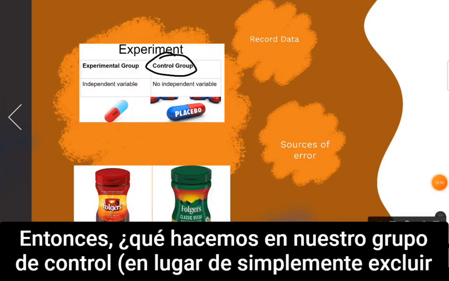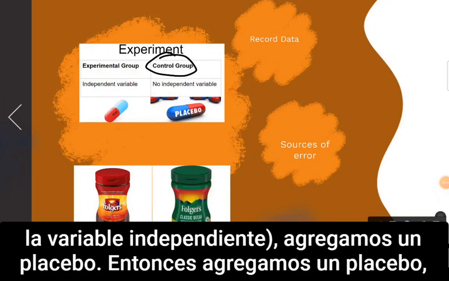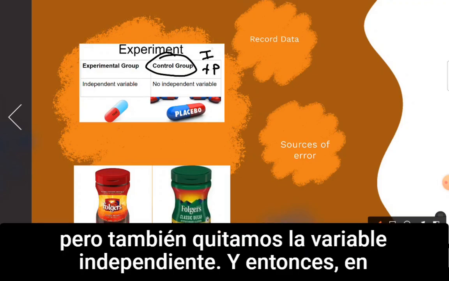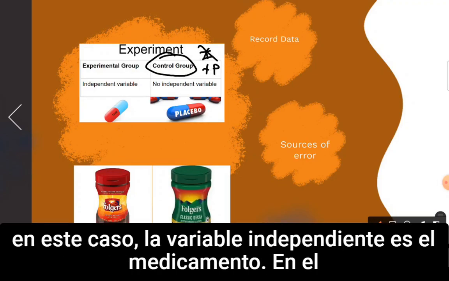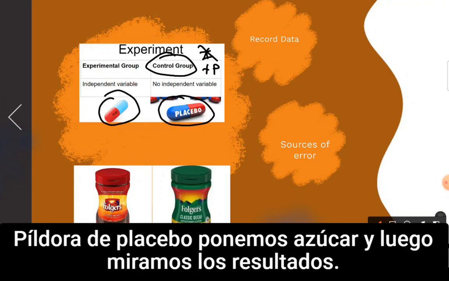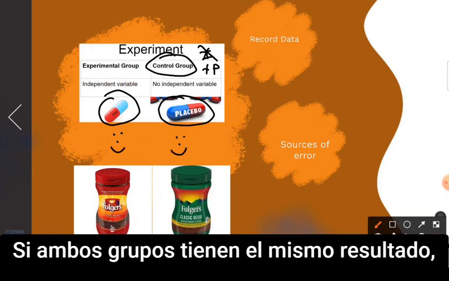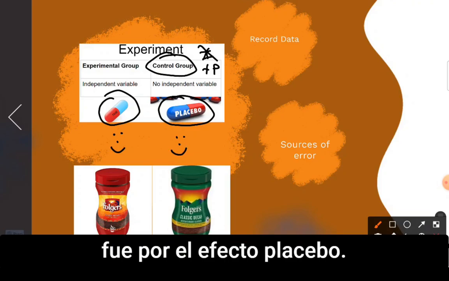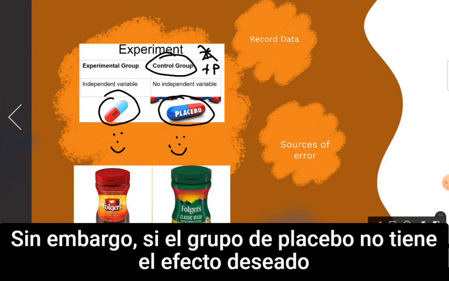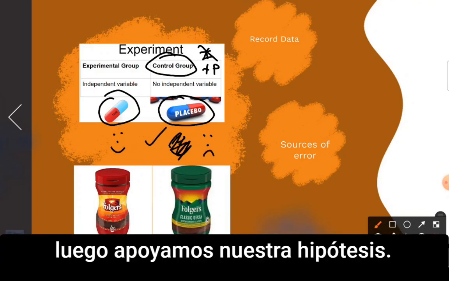So what we do in our control group, instead of just excluding the independent variable, we add a placebo. So we add a placebo but we also take away the independent variable. And so in this case, the independent variable is the medicine. In the placebo pill, we put sugar, and then we look at the results. If both groups have the same result, it was because of the placebo effect. However, if the placebo group does not have the desired effect, then we support our hypothesis.